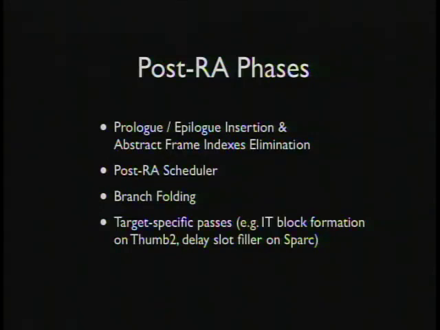Then we have a branch folding pass, which just tries to make as many branches as possible fall through. Sometimes it's a really necessary thing. And also some late target-specific passes are run. For example, IT block formation on Thumb2, delay slot filler on Sparc, and so on. There are many passes depending on the target we are using.